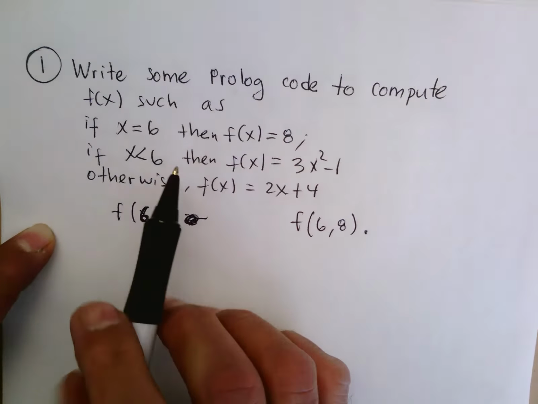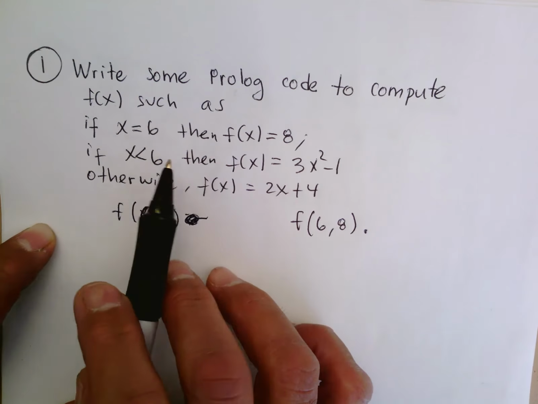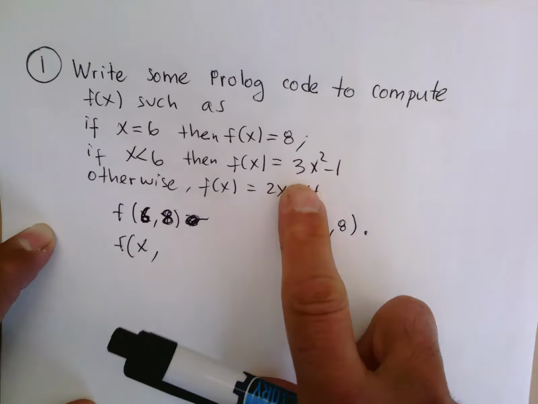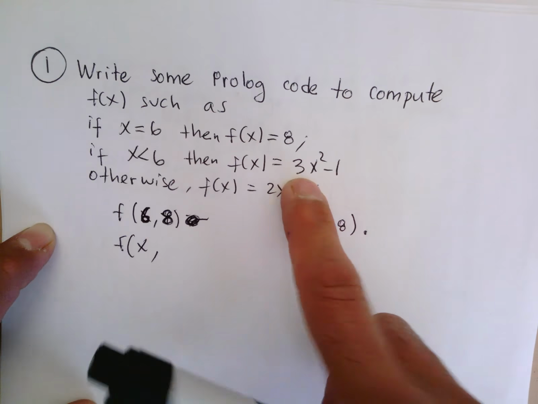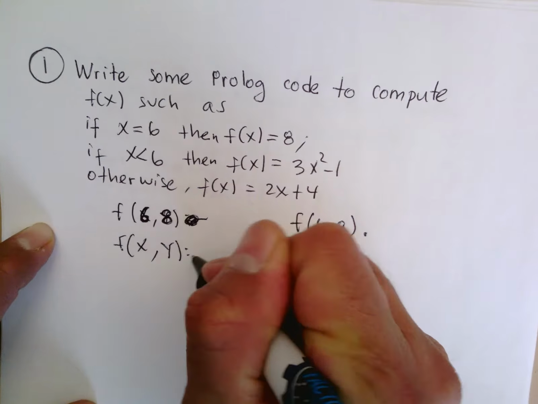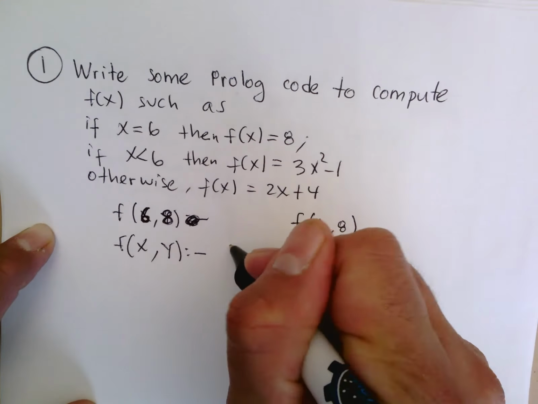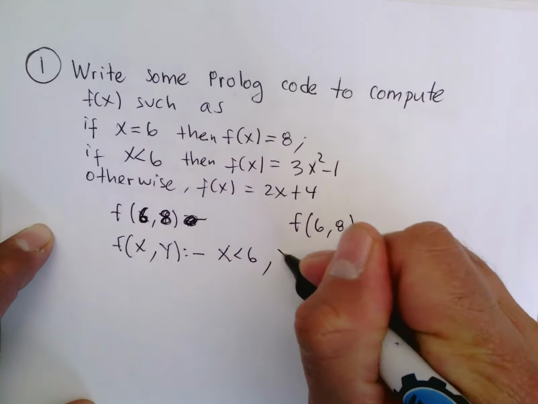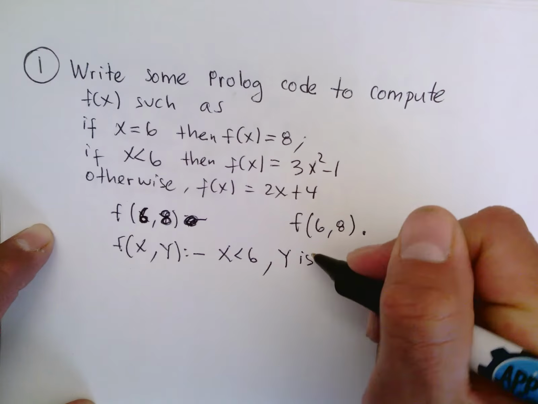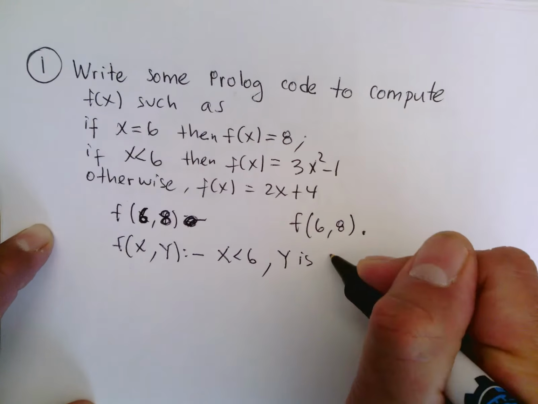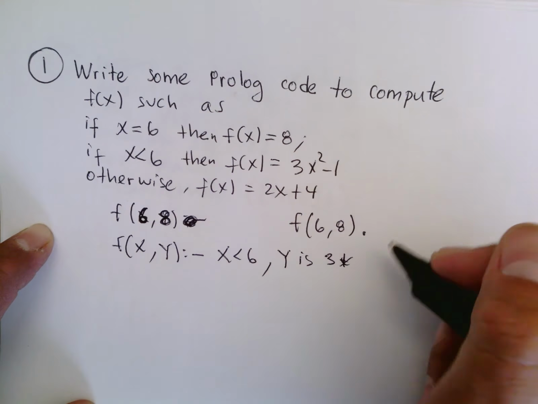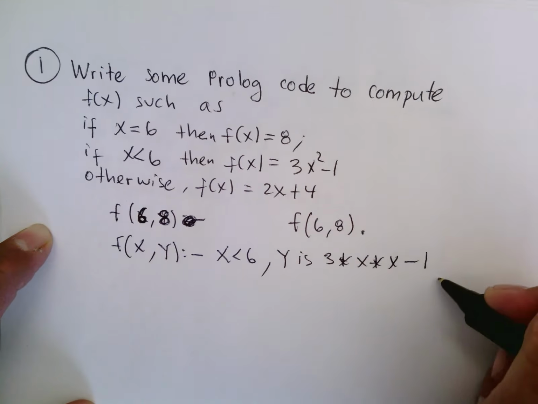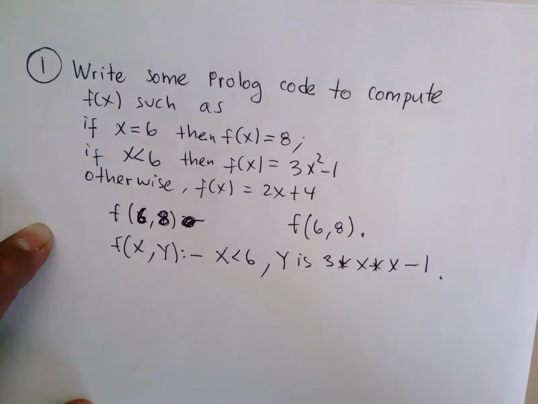And now let's go to the other case. In the other case, x is less than 6. So we got x, and in that case we're going to compute 3x squared minus 1. So then this is what we have here, and then we say x is less than 6 and y is 3 times x squared, and we can say x times x, minus 1, period. So that will be the second case.